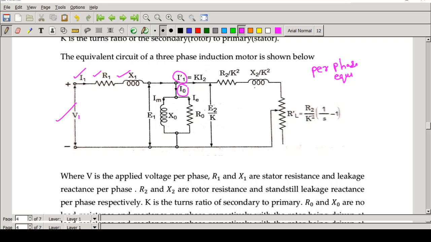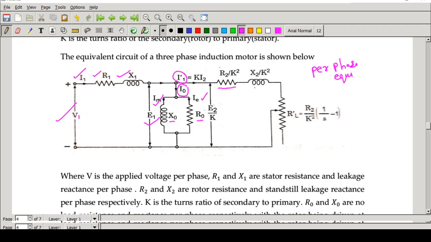Here I0 has two components. Im is the magnetizing component which is flowing through X0. Ic is the core loss component which is flowing through R0. This is the induced EMF E1 in the stator. Now we can see the rotor side. Here we have the resistance R2. R2 is the resistance of the rotor winding.